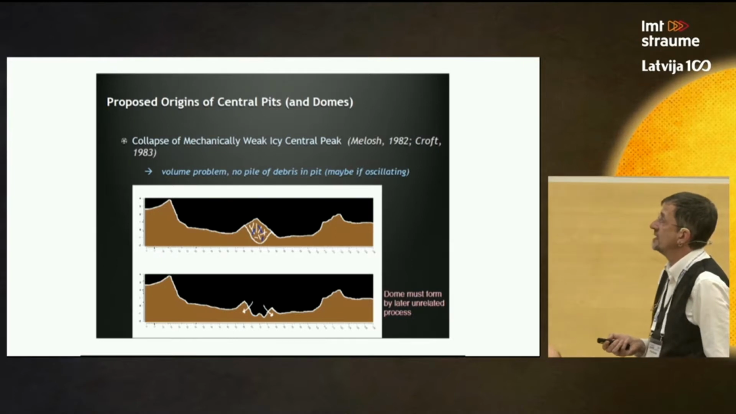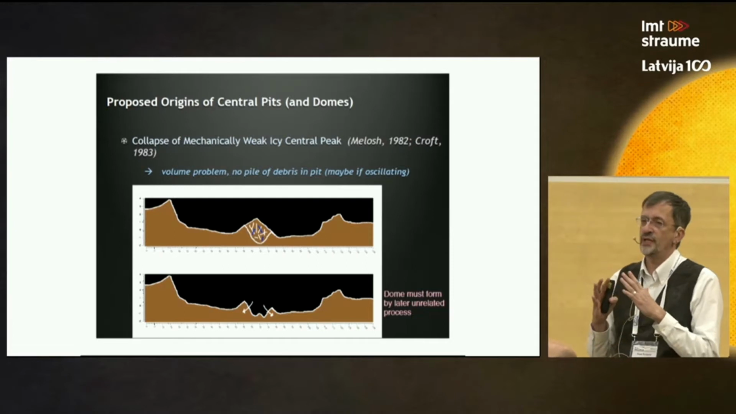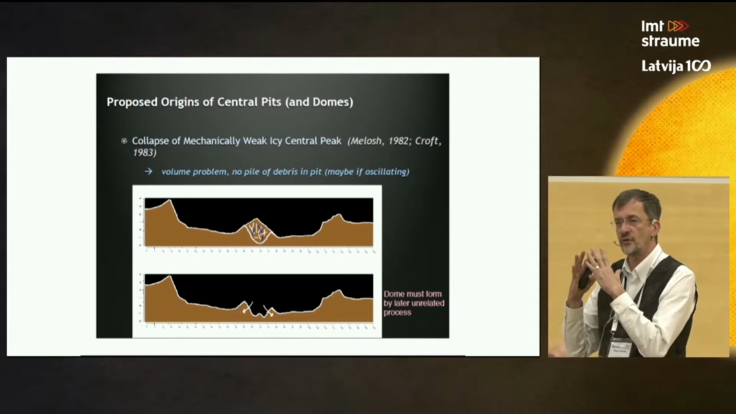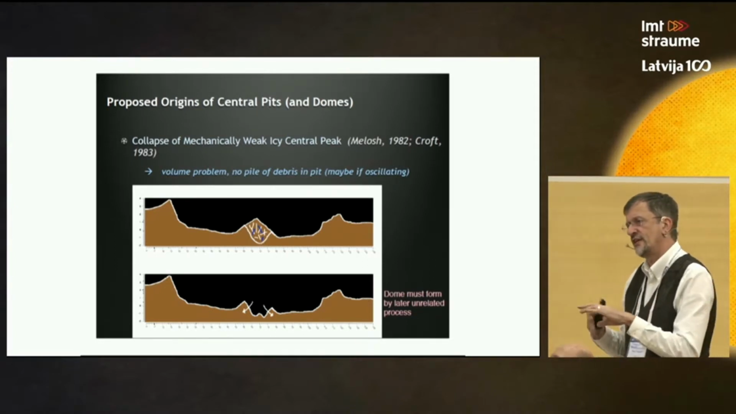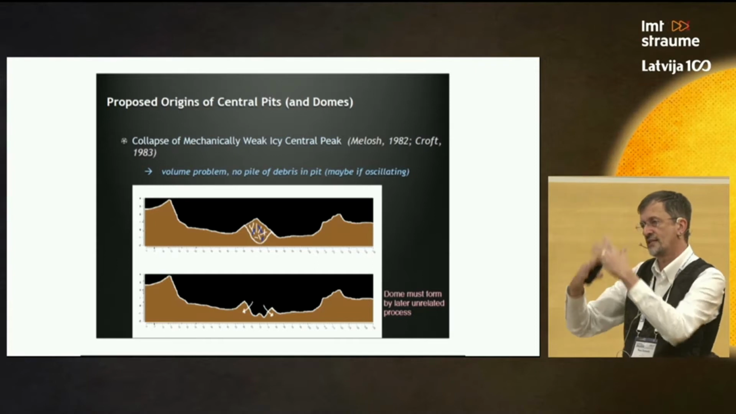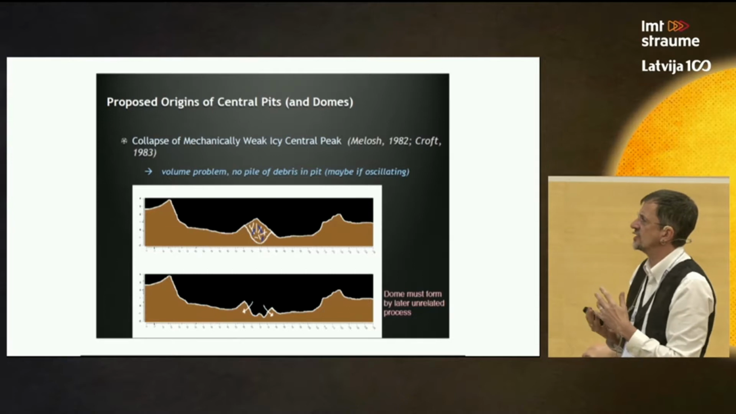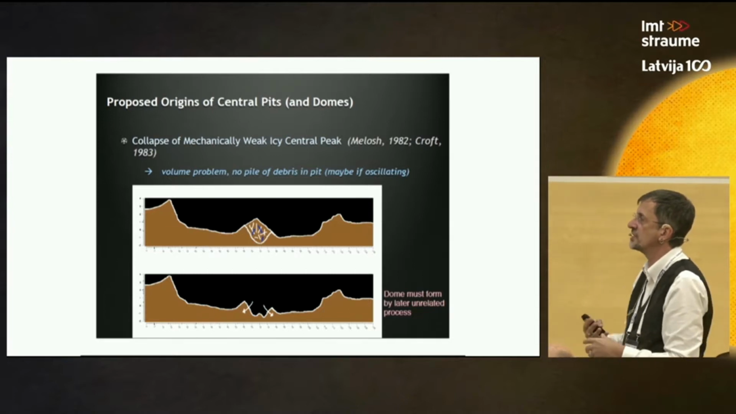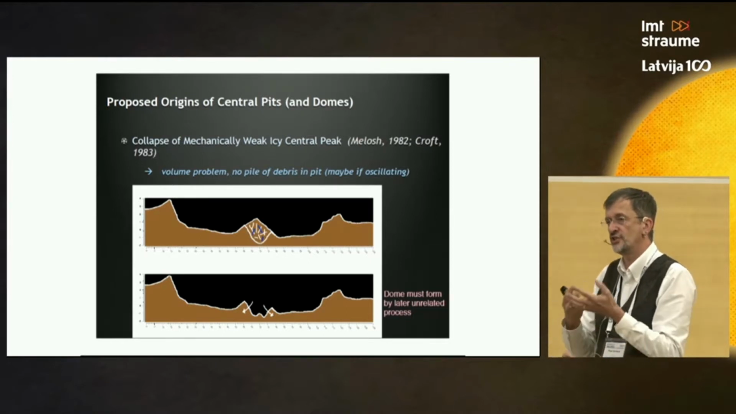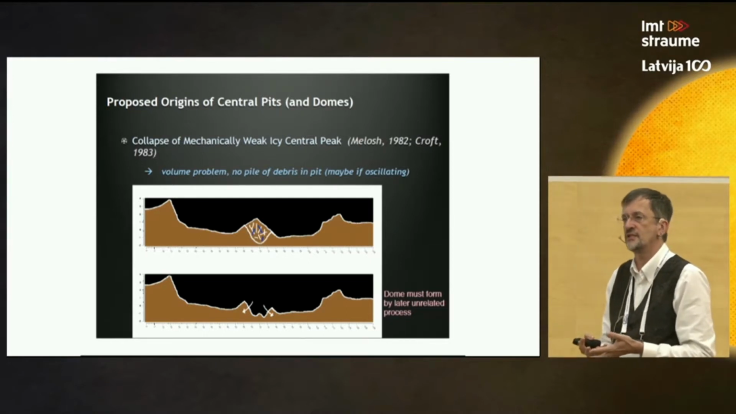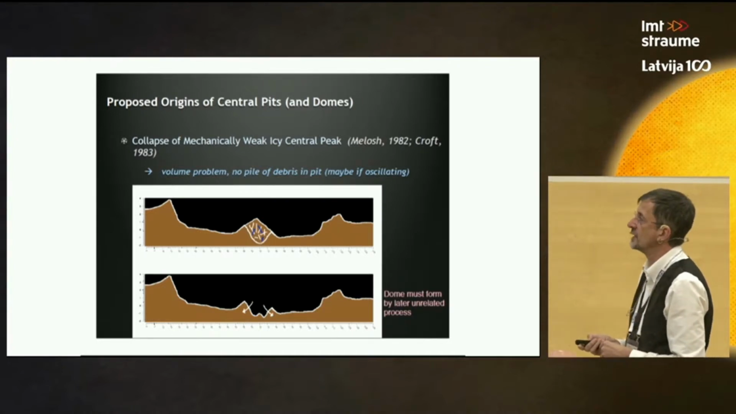The next one is essentially the collapse of a weak central peak. It was not strong enough to support the height and the weight of the mountain that was formed, and it basically collapsed. Now, there are variations on this theme where there's some sort of vertical oscillation that occurred. But this idea is also kind of difficult to reconcile with the observation because there's no pile of debris, if you will, in the floor of the pit. It should be choked with its own debris if it collapsed. It should be just a rubble pile, and we don't see that. So I think we can fairly safely eliminate this one, at least for Ceres.